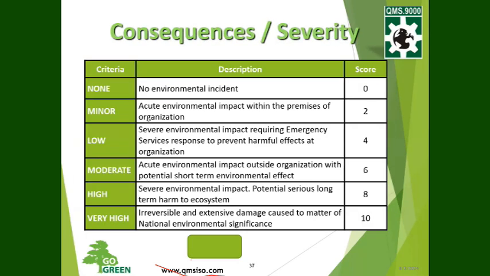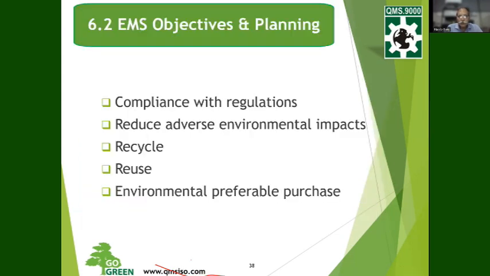and severity of consequences. If there is no incident or no damage, you give a 0 rating. If it is a severe environmental impact, with potential serious long-term harm to the ecosystem, they'll give 8 marks. And if it is irreversible and extensive damage caused to a matter of national environmental significance, 10 marks. So this is how you do your ratings.